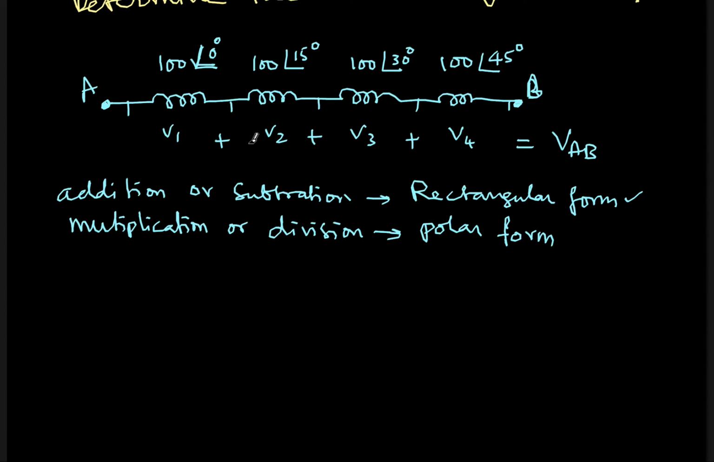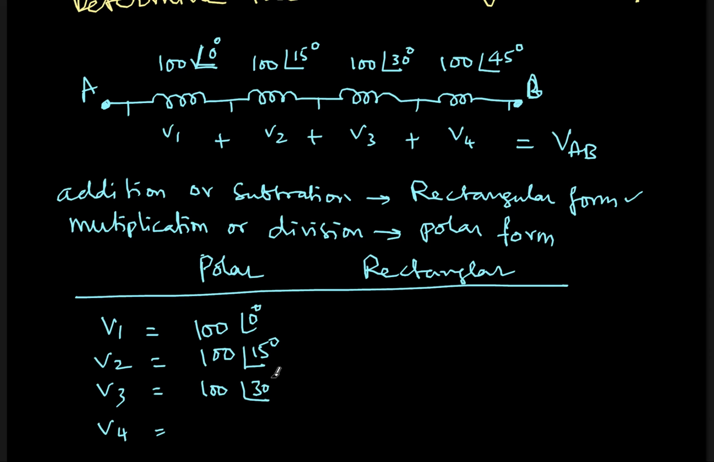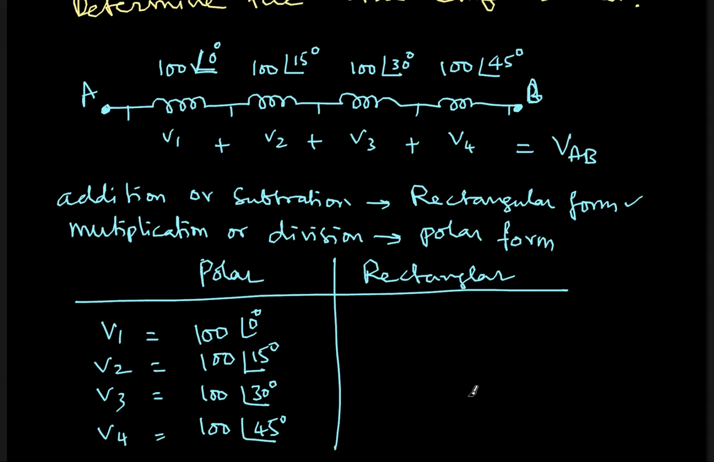So let me define V1, V2, V3, V4 and then add them. So how do I define? So V1 is 100. So this is polar form and this is rectangular form. So V1, V2, V3, V4: 100 at 0 degrees, 100 at 15 degrees, 100 at 30 degrees, and 100 at 45 degrees. So by the way, this 100 is the RMS value, not the maximum value. So multiply by root 2, you will get the maximum value.